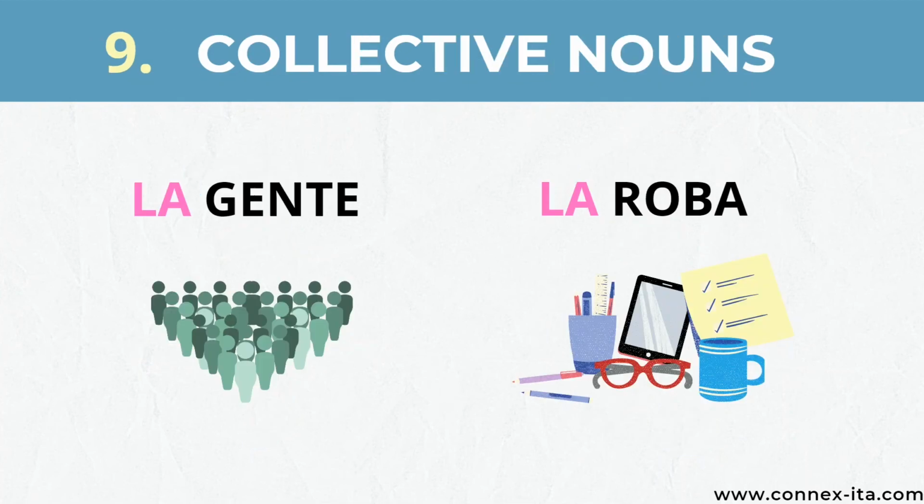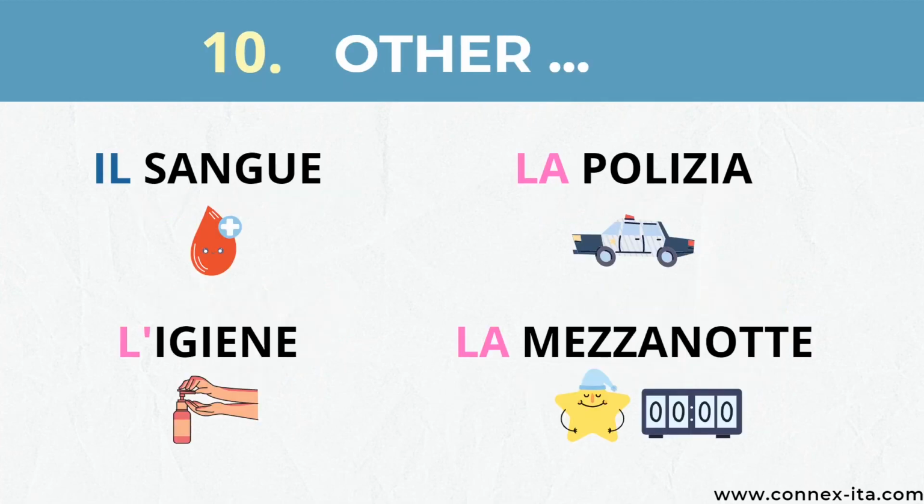In the following group, I've included some collective nouns such as la gente, that means people, and la roba, which is an Italian word to refer to things and stuff. La gente, la roba.